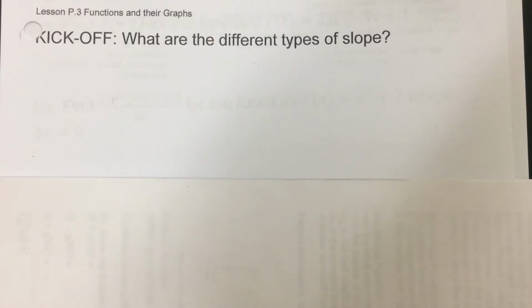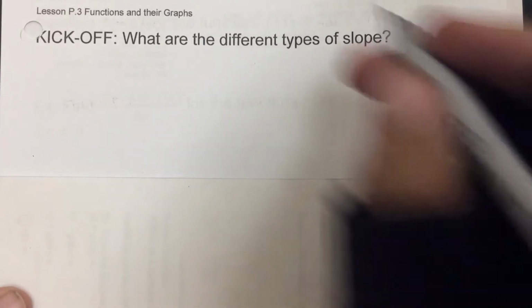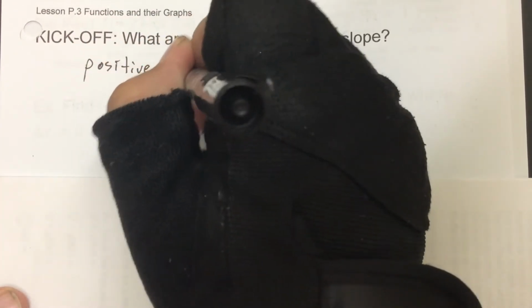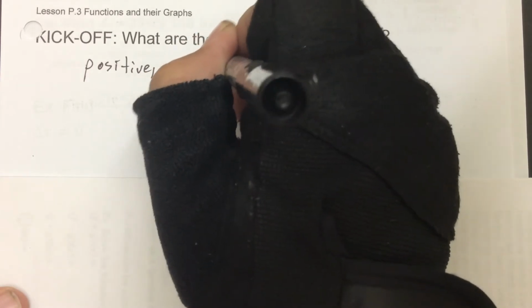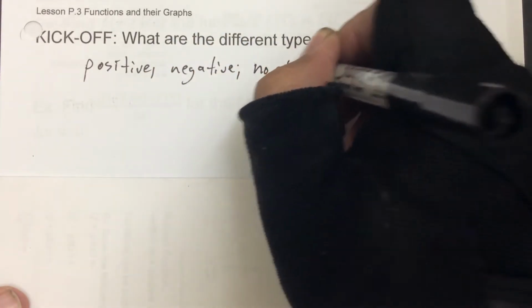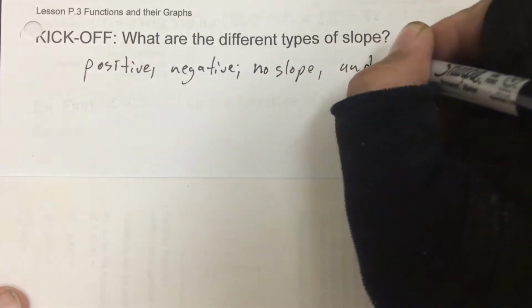All right, so this is P3, functions and their graphs. So referring back to last lesson, the kickoff there, what are the different types of slope? Your different types are positive, negative, no slope, and undefined.